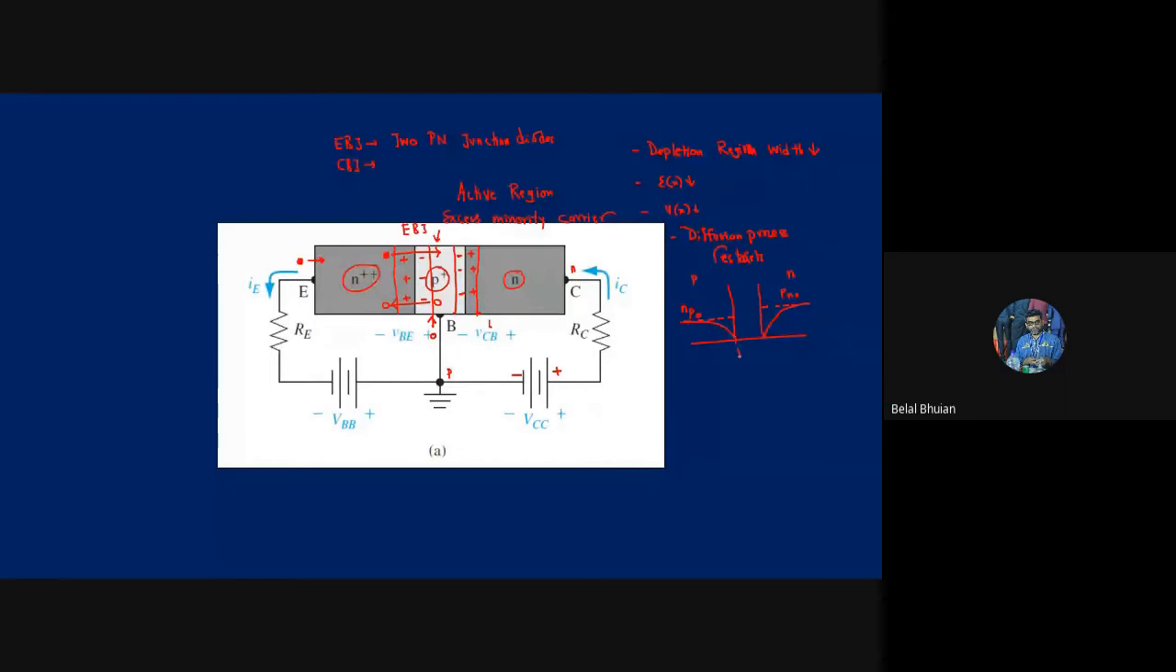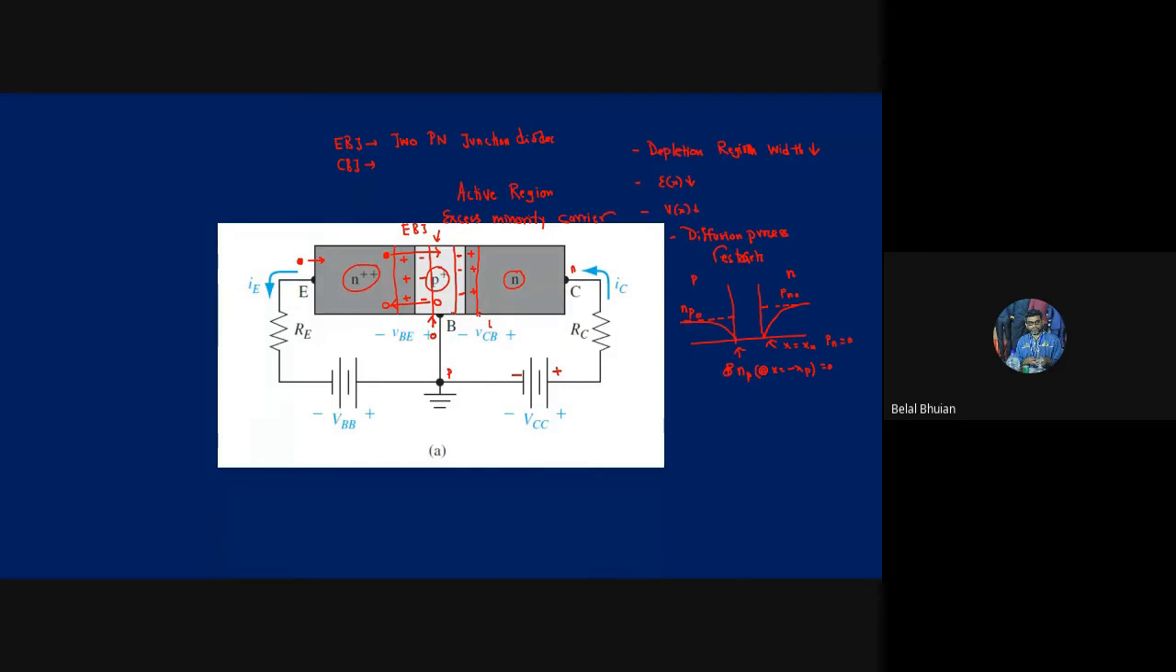Which means the total minority carrier concentration np at x equal to minus xp is equal to 0. Similarly, at x equal to xn, pn, the total minority carrier, is 0. So this is the profile. The total concentration of minority carrier at that edge is 0.